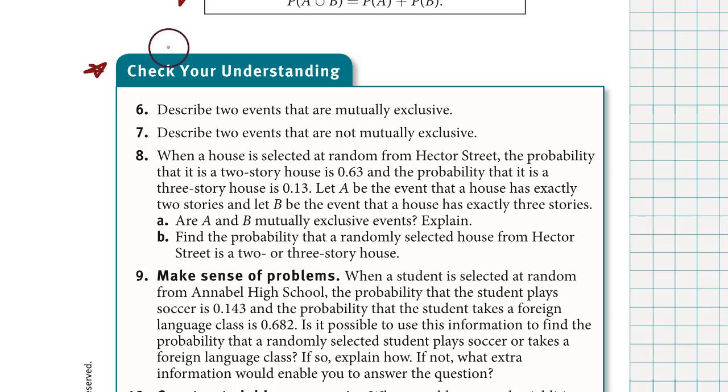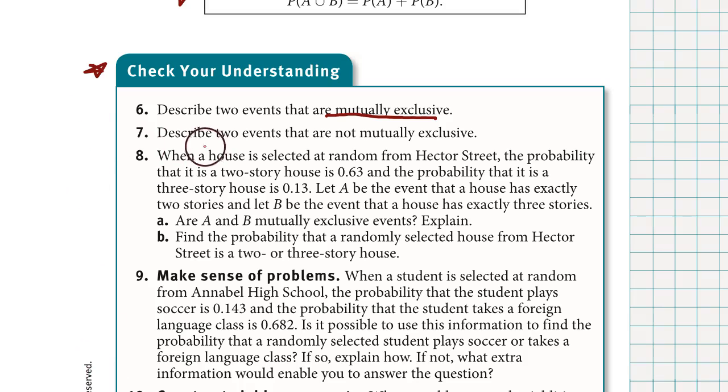Now go to the check your understanding question. Number 6, describe 2 events that are mutually exclusive. I'm going to pause the video for you to think of an idea that you're willing to share with the class. So 2 things that you can think of happening, but they cannot happen at the same time.